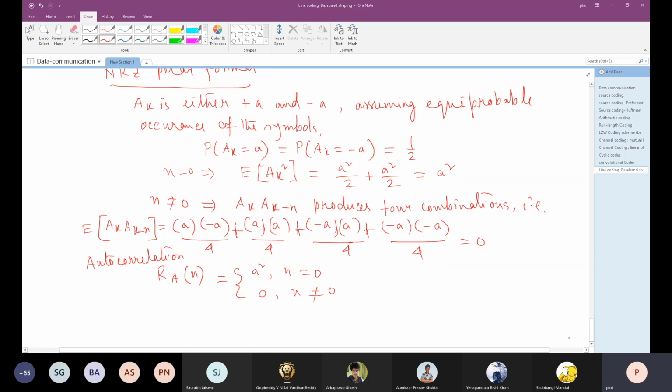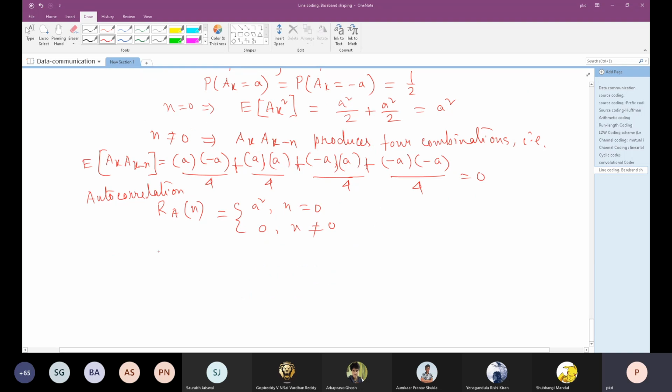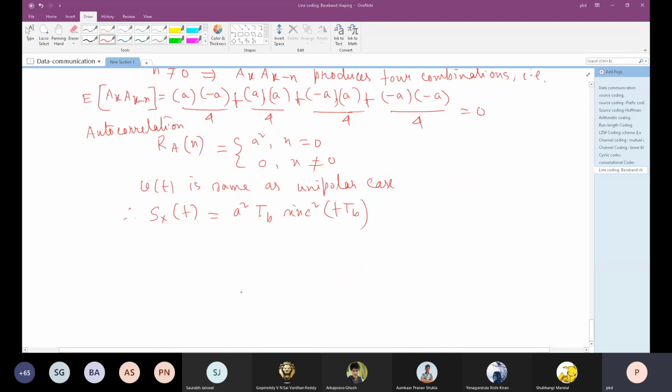So v(t) is of course the same as in the unipolar case. Therefore S_X(f), the spectrum, would be A square times the statistical part coming here, and then the spectrum of v(t), that is the spectrum of a rectangular pulse of duration T_b.